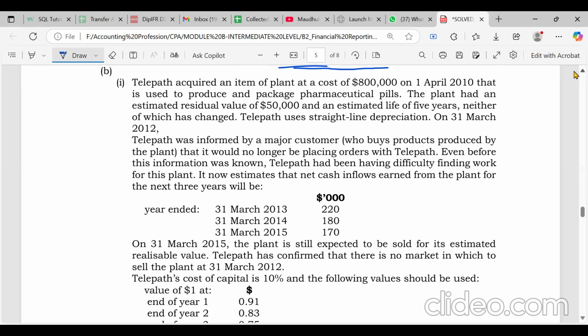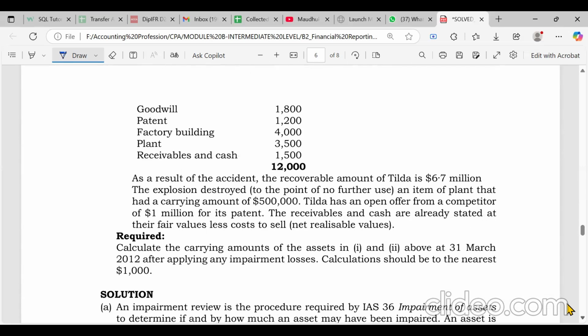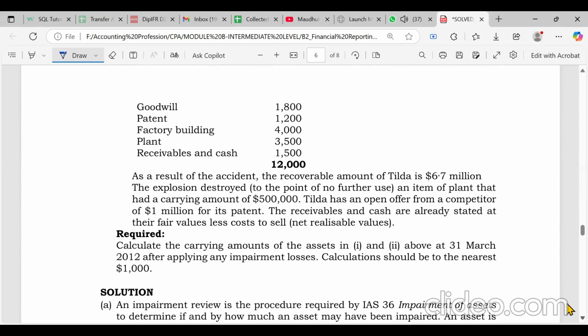In an exam, you should always come down here and read the requirement. That is obvious. Unless the question is very short. If the question is short, it's no big deal. You can just read it, right?